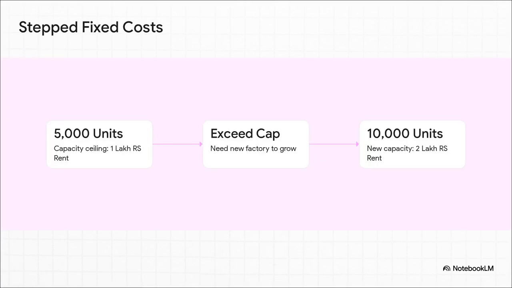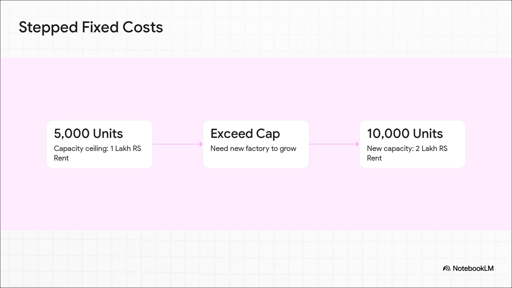Now, what's really interesting about this slide is our final concept, stepped fixed costs. We said earlier that fixed costs stay flat regardless of activity. And that's true, up to a point. That point is your physical capacity limit. If your current factory can only hold enough equipment to produce 5,000 units, your rent is flat at one lakh. But what happens when demand surges and you suddenly need to make 6,000 units? You hit the ceiling. You literally have to rent a second facility. Instantly, your fixed cost jumps up a step to 2 lakh rupees, creating a brand new higher baseline for your next stage of growth.